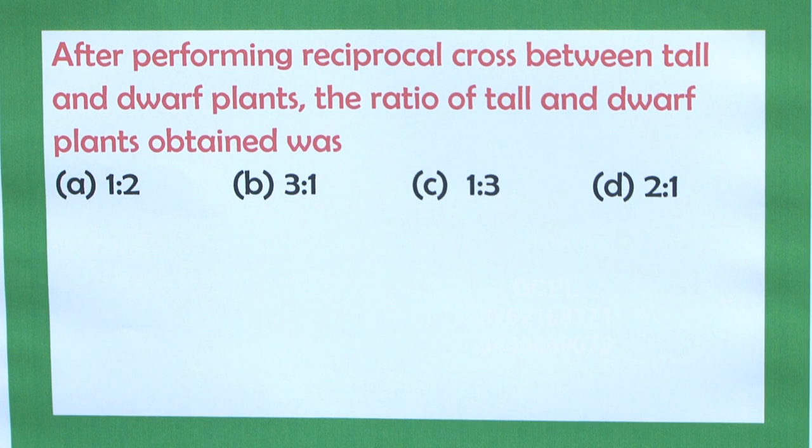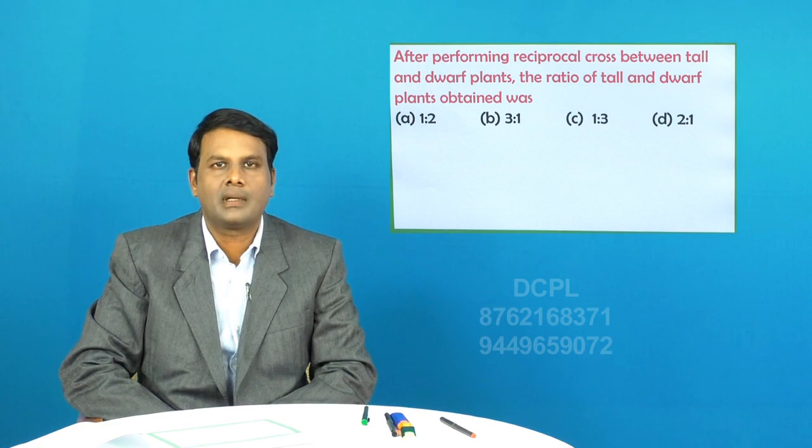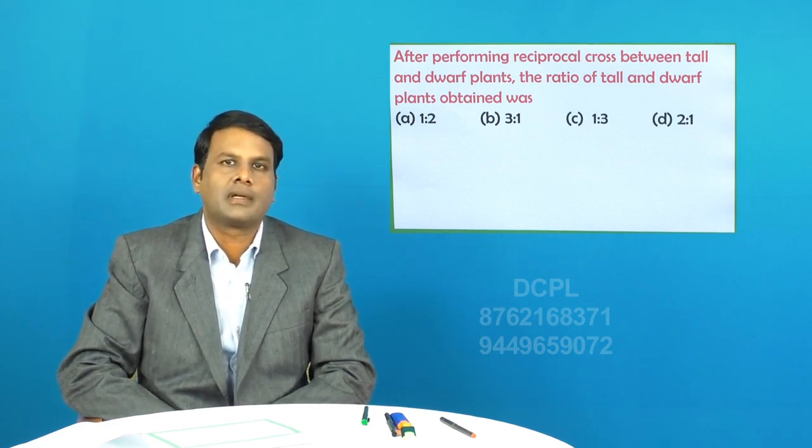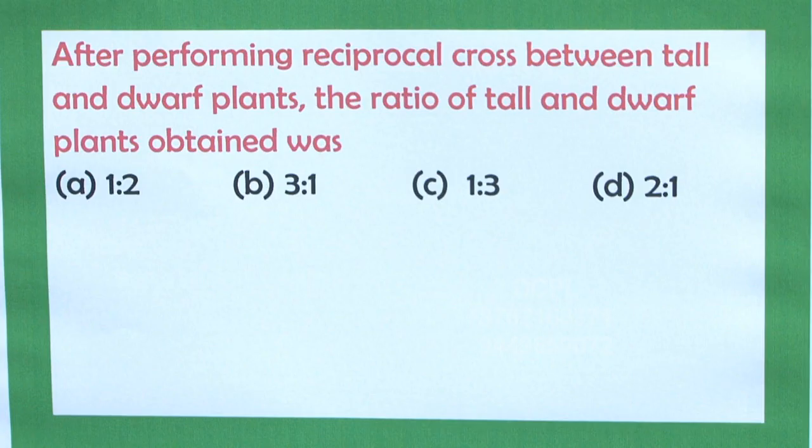In this particular question, even in a normal cross or a reciprocal cross, Mendel always obtained 3 tall plants and 1 dwarf plant in the F2 generation, that is, a 3:1 ratio. And hence the correct option in this question is option B, 3:1.